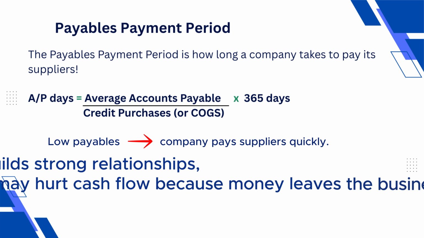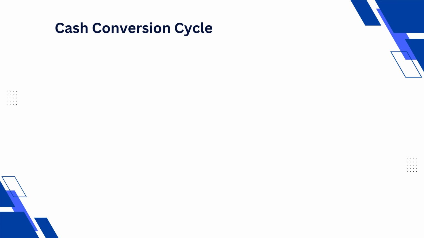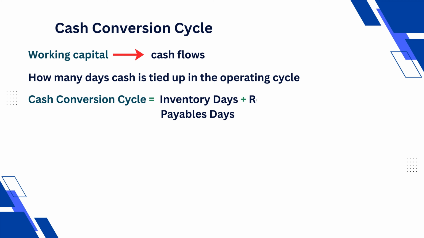The next ratio is the cash conversion cycle, which measures how long it takes for a business to convert its investment in working capital into cash flows from customers. In simple terms, it shows how many days cash is tied up in the operating cycle. The cash conversion cycle is calculated as inventory days plus receivables days minus payables days. Each component reflects a stage in the working capital cycle.